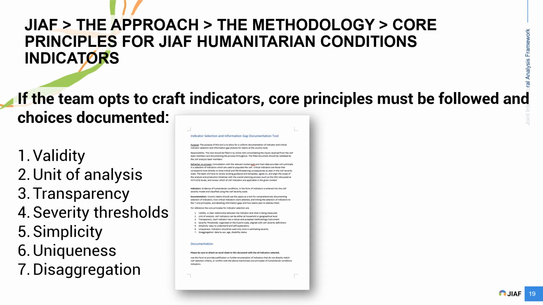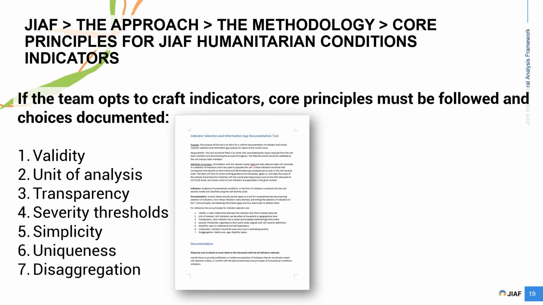Binary indicators, like yes or no, are not recommended for the humanitarian conditions pillar, as they cannot be used for severity calculations as defined at this time. The fifth core principle is simplicity. Indicator is easy to understand and self-explanatory. The sixth core principle is uniqueness. Indicators should be used only once in estimating severity of humanitarian conditions. This is to avoid redundancy and overweighing a particular indicator.